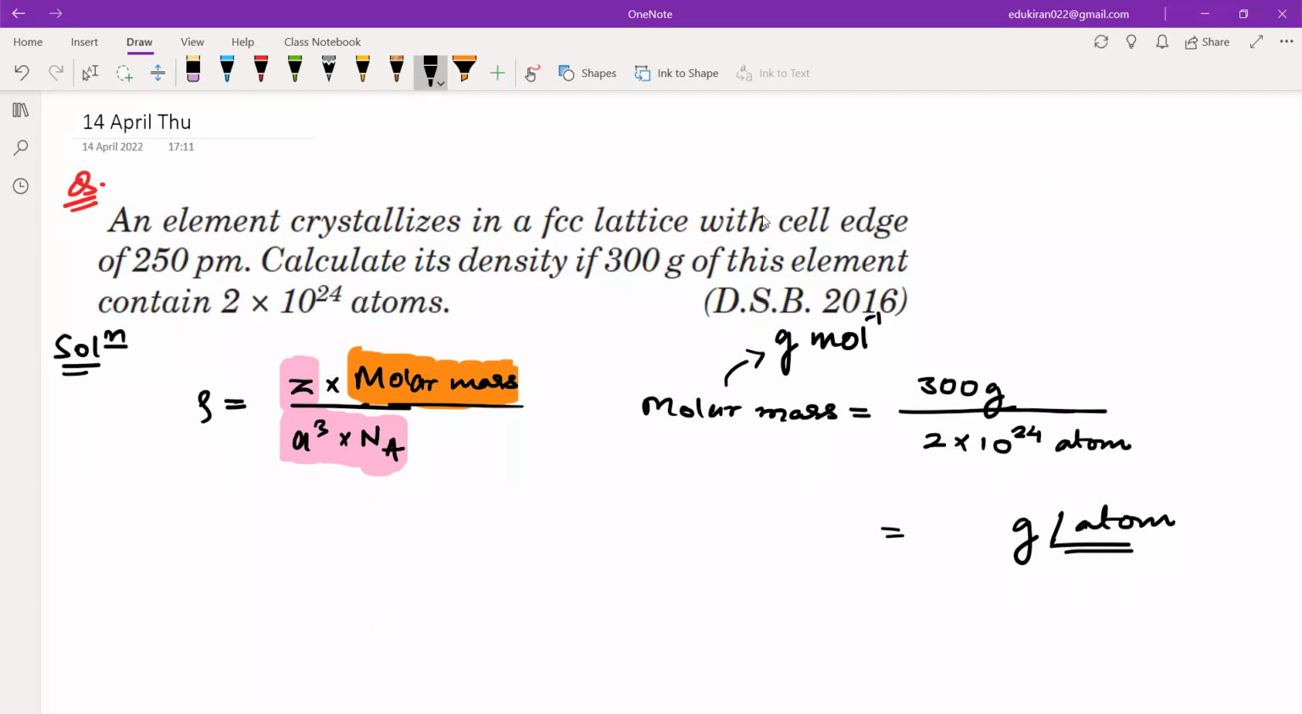Think. What should be done? We can multiply by Avogadro number. You will multiply here by Avogadro's number, NA, the number of atoms. This much many atoms are there in each mole. So when you do that, atom and atom will get cancelled, and this is per mole here. So you will be getting grams per mole. Okay, you got it? All of you tell me. Yes, sir.